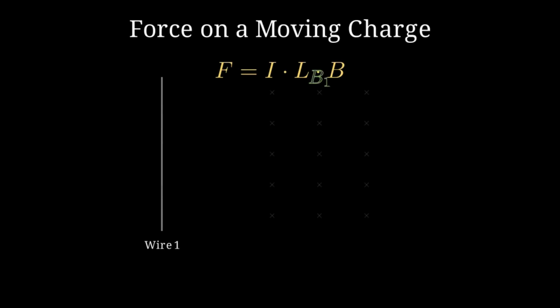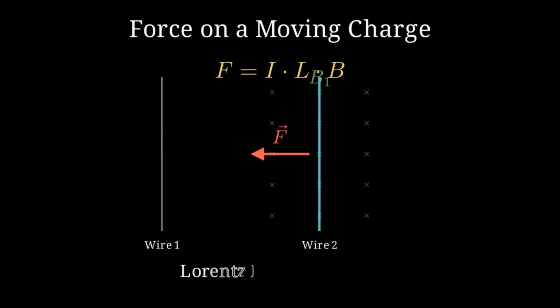Once we know the magnetic field B1, we can find the force exerted on wire 2. The force is equal to the current in wire 2 multiplied by its length and the external magnetic field strength. This is known as the Lorentz force.